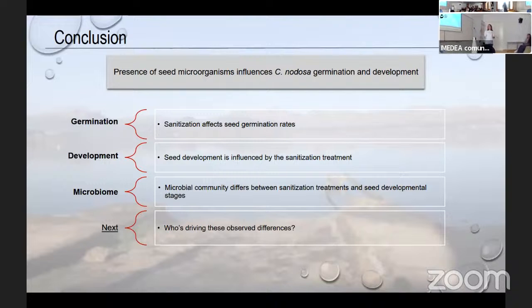But at the end, what we were asking is whether the presence of these microbes has an effect on germination, and we can prove that with these results. And also that the microbial community is different between treatments.